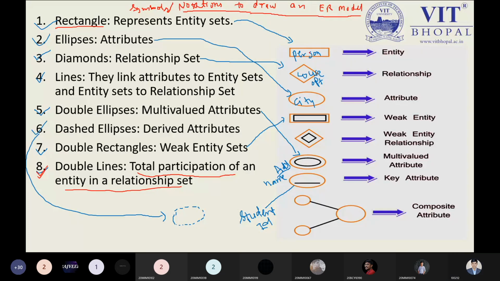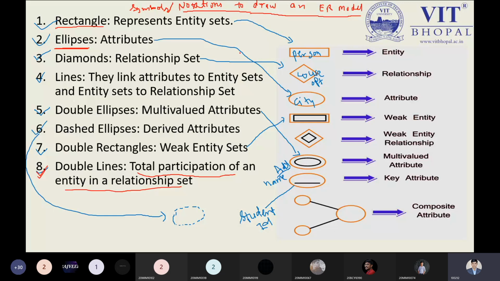Ellipse. We have used the ellipse for representing attributes, just like city, name, age, and date of birth. You can see this is marked over here. Just focus on the arrow which is already drawn over here: city. Next, I'm talking about the diamond.